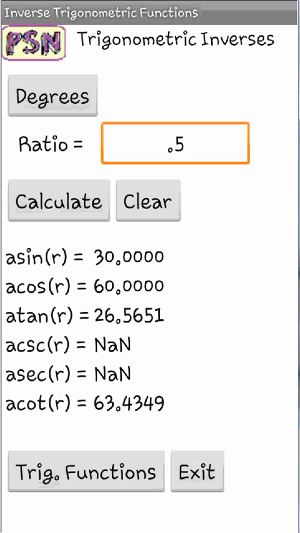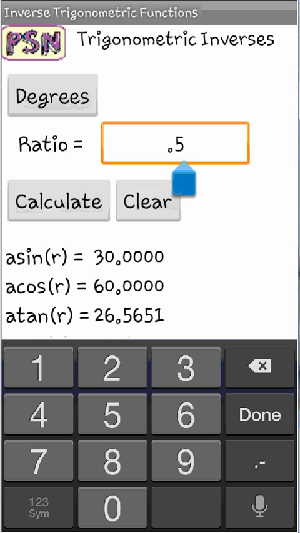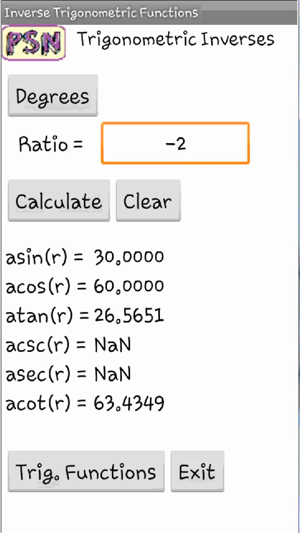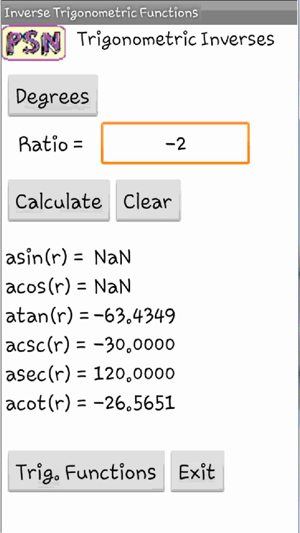So let's go ahead and throw a value in there that will work for those. So for instance, let's go -2. Calculate. And now, of course, the sine and cosine give us error messages, which they should. Okay, this as well will give us values in radians.